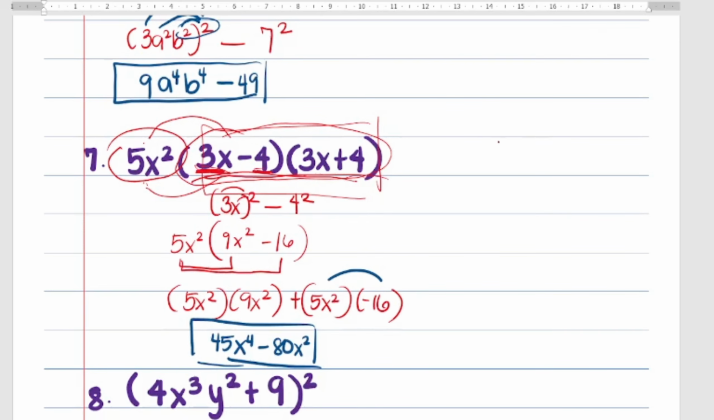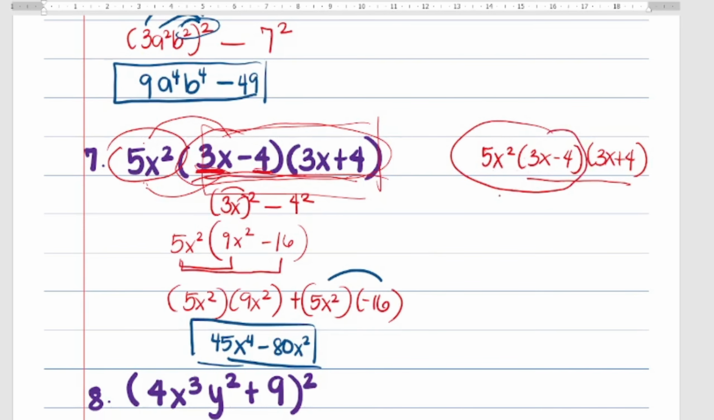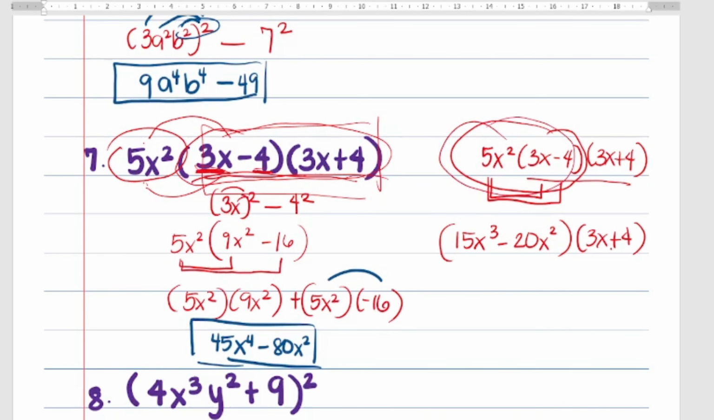Let us have another solution at the right part. Maybe you didn't notice that these two factors can be applied with the special products. We can distribute, so that's still okay. First, in our distribution, we will multiply these two. 5x squared times 3x is 15x cubed. Then 5x squared times negative 4 is negative 20x squared. So we are using the distributive property. Then whatever their product is, we will multiply it by 3x plus 4.